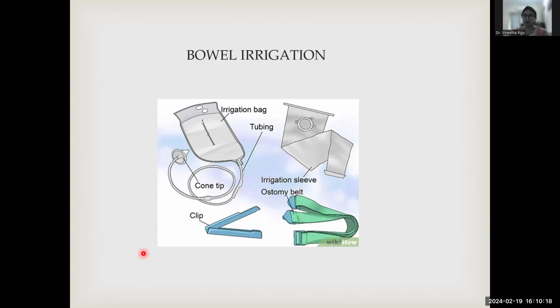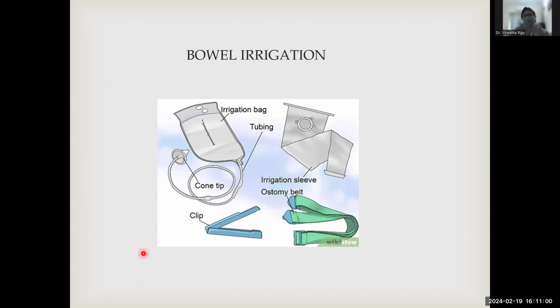So through this method, the fecal material gets collected into the bag in a very regulated fashion. For bowel irrigation, these are the 4 important things that are needed. There is an irrigation tube with a cone tip. You can see the cone tip. In the irrigation bag, lukewarm water is put and hung, and the cone tip is attached into the ostomy. It is put in there, and the bag is allowed to run. The fluid goes directly into the intestine through the cone tip.